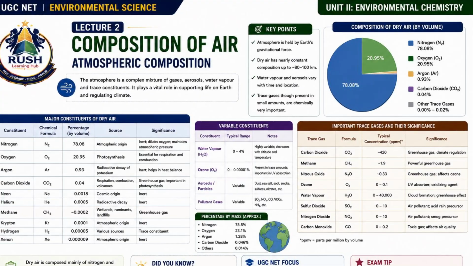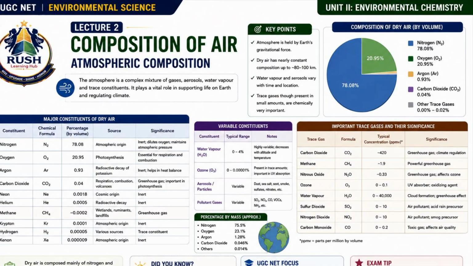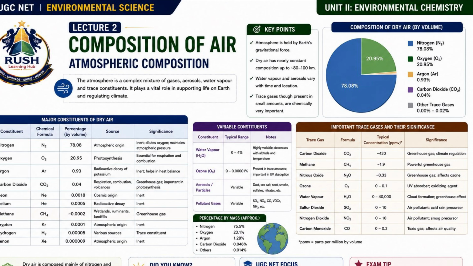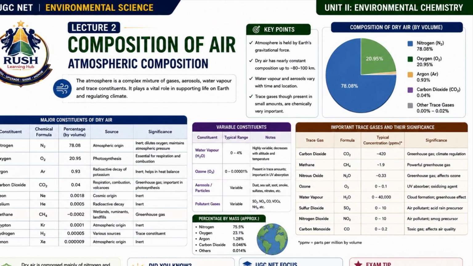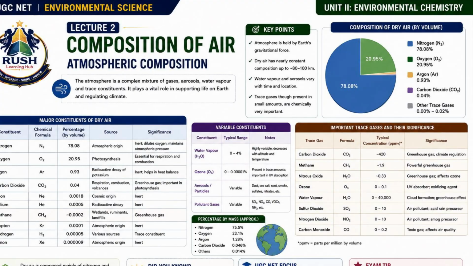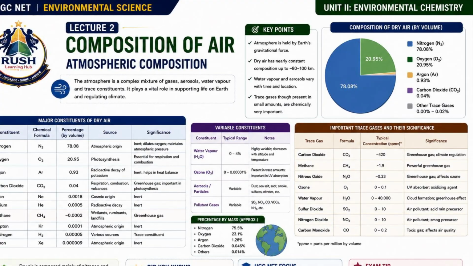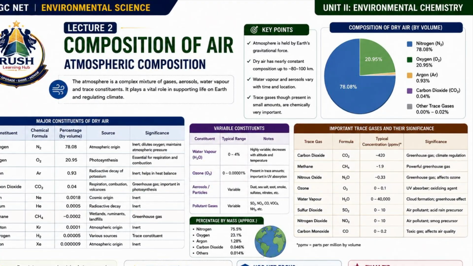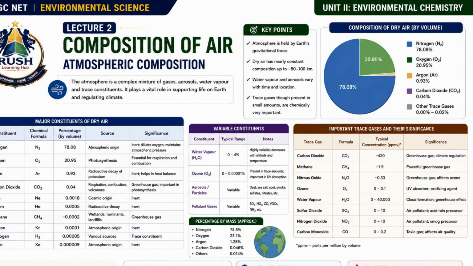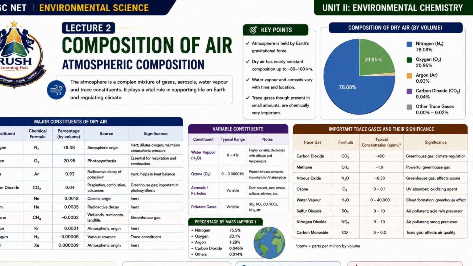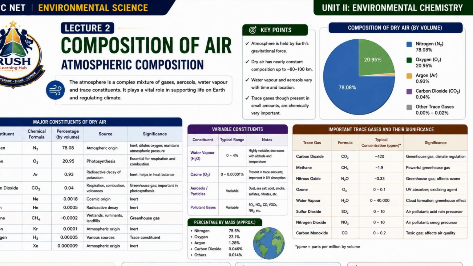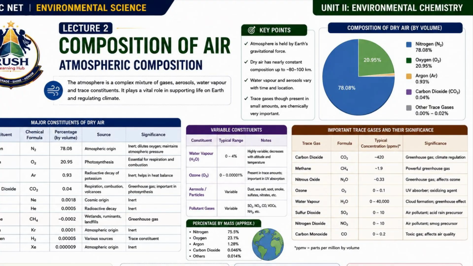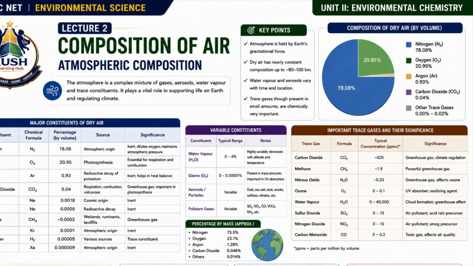For UGC NET examinations, remember these key facts. Nitrogen is the most abundant atmospheric gas at approximately 78%. Oxygen is the second most abundant gas at approximately 21%. Argon constitutes approximately 0.93%. Carbon dioxide contributes approximately 0.04%. Water vapor is highly variable and can range from 0 to 4%. Trace gases, despite their low concentrations, play major roles in climate regulation and atmospheric chemistry.